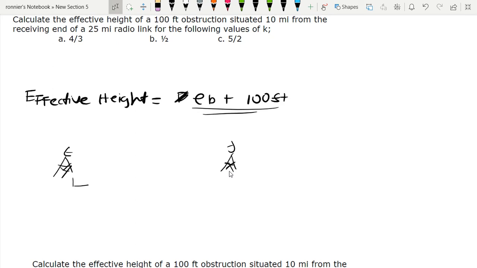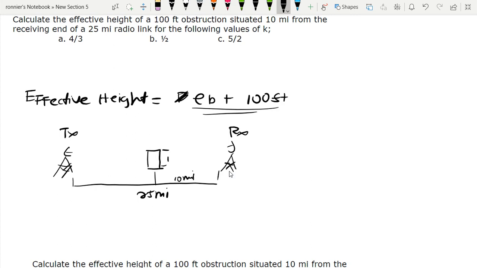So, 25 mile. Yung total distance between the two towers. And meron daw 100 feet obstruction situated 10 miles from the receiving end. So, ito si receiver, ito si transmitter. So, 10 miles, siguro nandito yung 10 miles. Meron daw 100 feet obstruction. Okay, so, ang tinatanong is effective height.